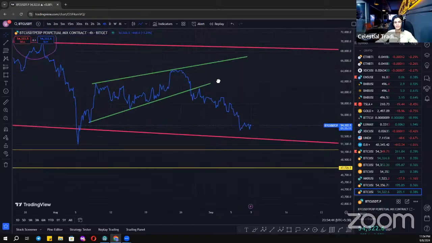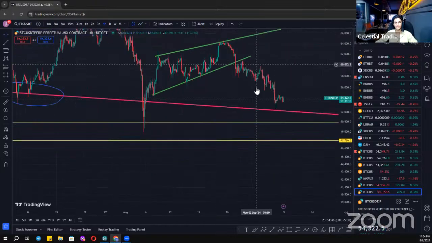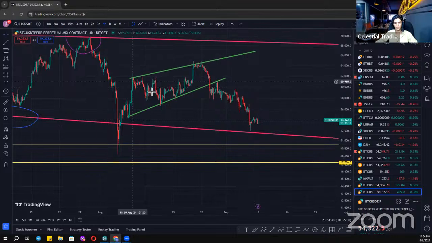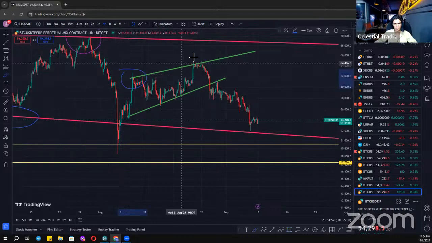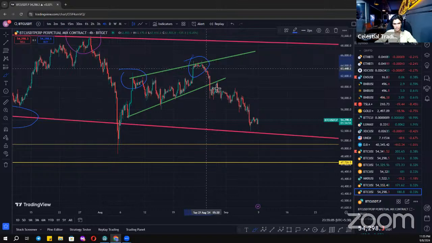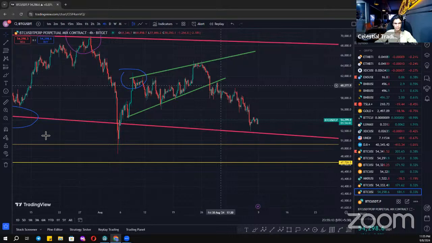forming like this. See how beautifully it has gone. First one, second one in the resistance, but there are numerous touches and numerous orders that have been filled and come down. Here one touch, two, three, four, five. We have five touches over here.